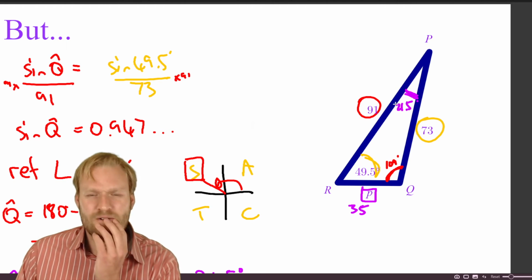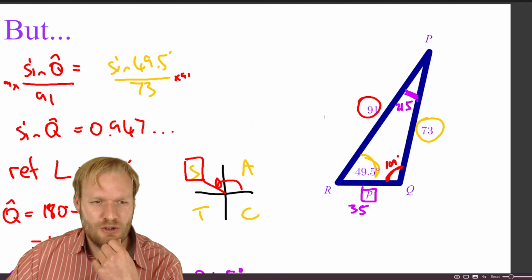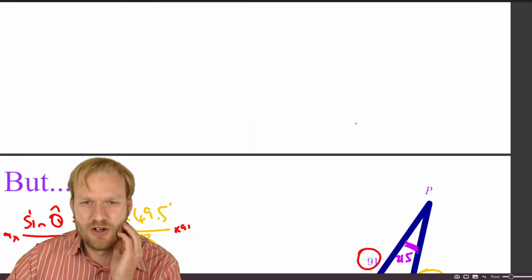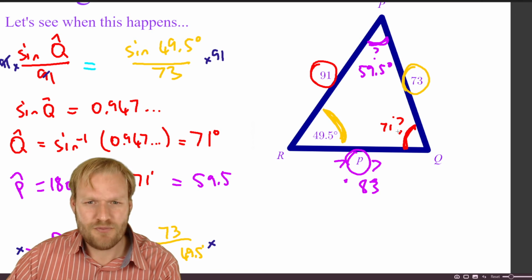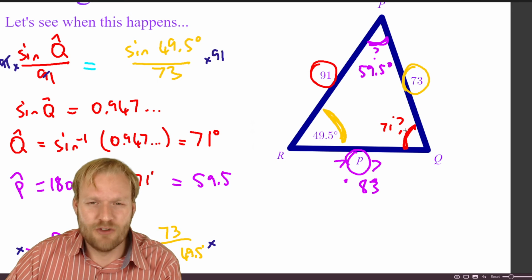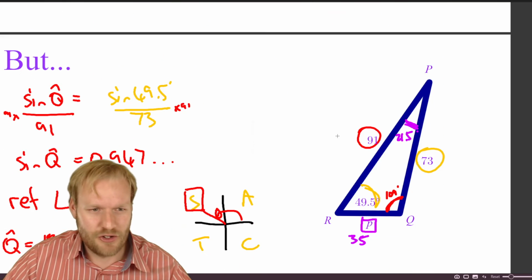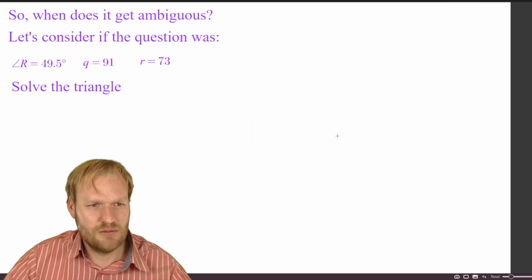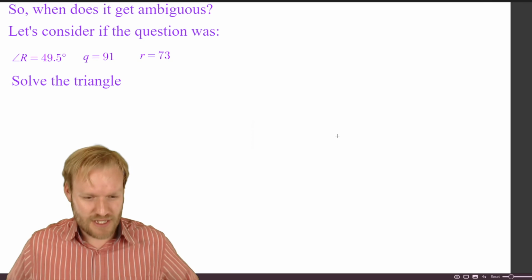So it was an ambiguous case, because we didn't know whether this was going to be an obtuse angle like in this picture, or if it was going to be an acute angle like in this picture. So you might be given the triangle and therefore be told it's acute or obtuse. Otherwise, we might not know. So the way that we know is, when is it ambiguous? Well, let's look at this question. So no triangle. This is an ambiguous case.